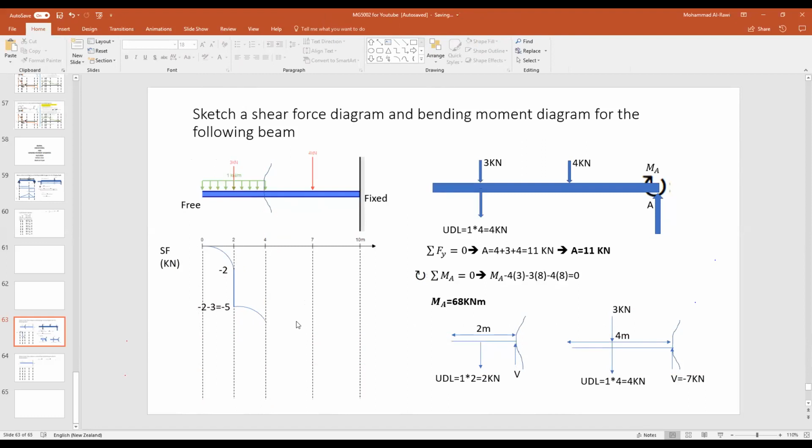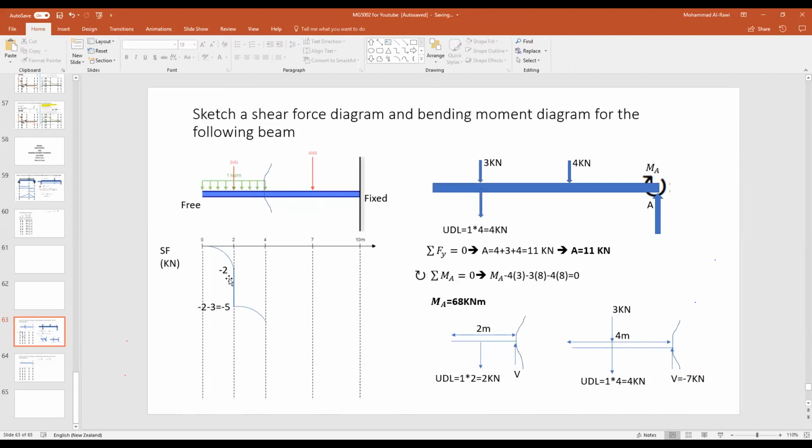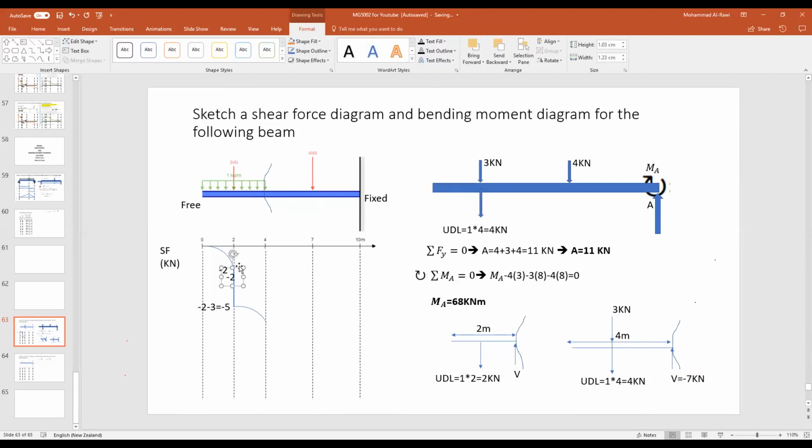I'll answer your questions after I finish this answer. So that's also a curve going in that direction. So now you have -2 minus, and that value is -7. Now you say, how did you find the -7? I already showed you when we found the cross-section at that point. V is equal to -7. So V represents the shear force value.